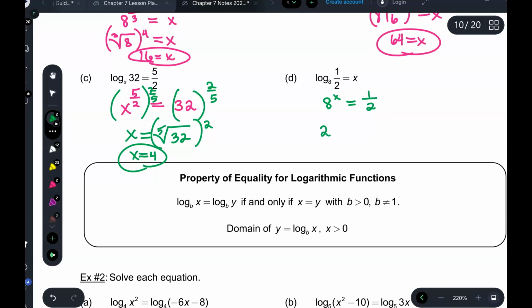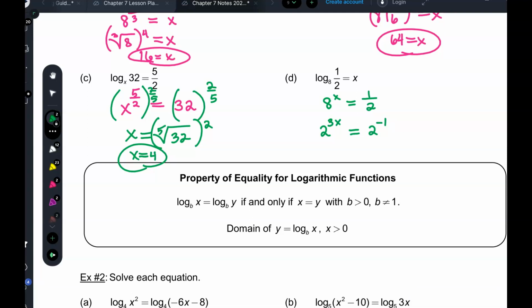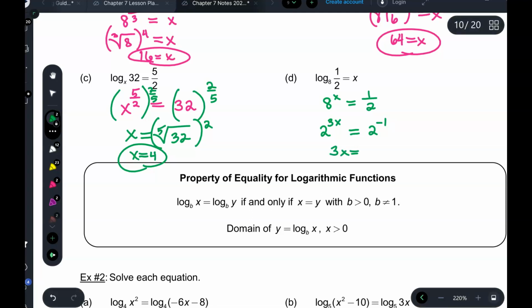So this would be 2 to the 3x, and this one would be 2 to the -1, because we have a reciprocal. Okay, so this is kind of what we did yesterday. So 3x equals -1, so x is -1/3.